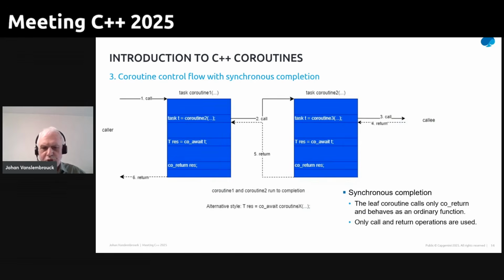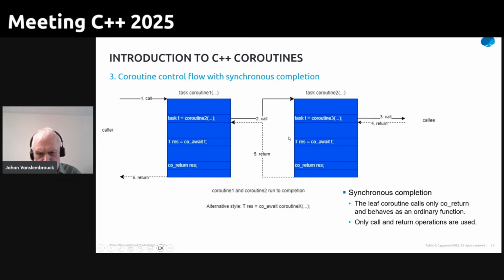Next one is coroutines, but that coroutine behaves like a function. So it has synchronous completion. Synchronous completion and asynchronous completion, as in the next slide, don't confuse it with synchronous and asynchronous input-output. That's something different. Synchronous completion just means that the coroutine behaves like a function. There's only going to be a co_return in the last coroutine.